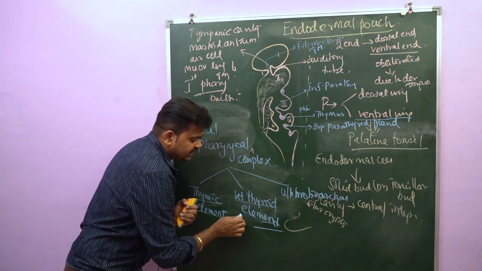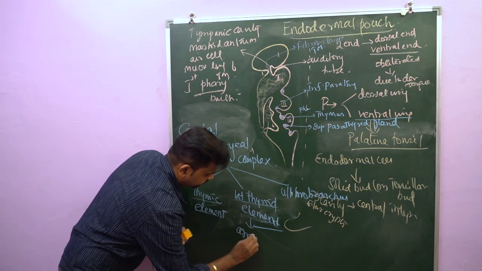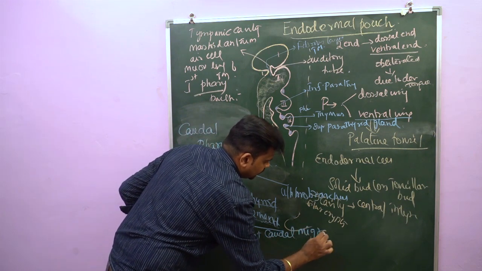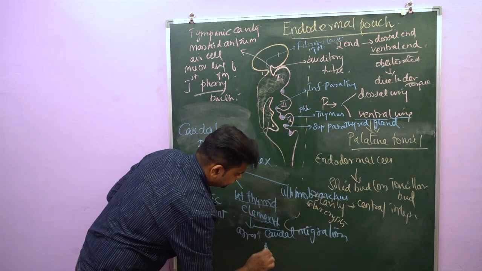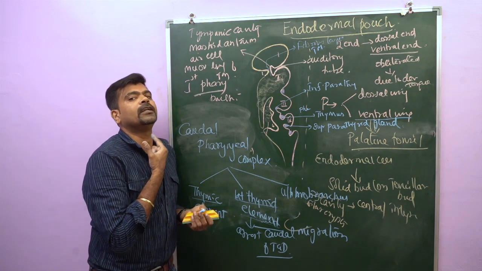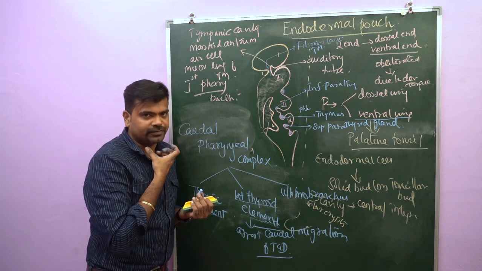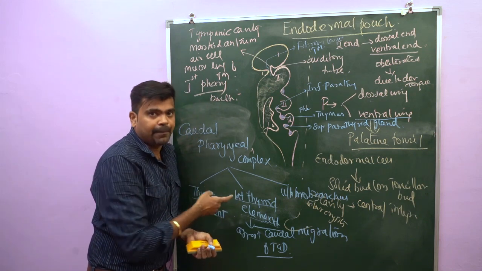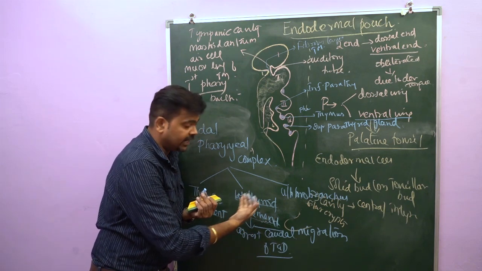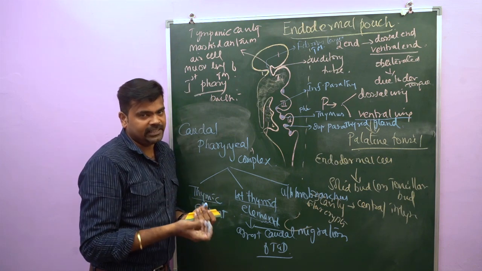And what about the function of the lateral thyroid element? It arrests the caudal migration of the thyroglossal duct. Normally the thyroglossal duct is present in the midline, and at its distal end it leads to development of the thyroid gland. Because of this element, further caudal migration of the thyroglossal duct is prevented. If the lateral thyroid element is not there, what happens? The thyroglossal duct would descend downwards and reach the thorax.